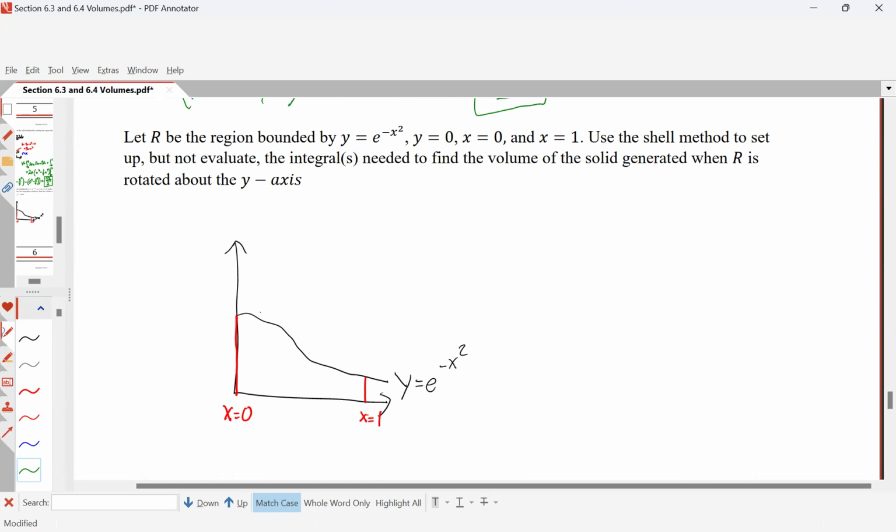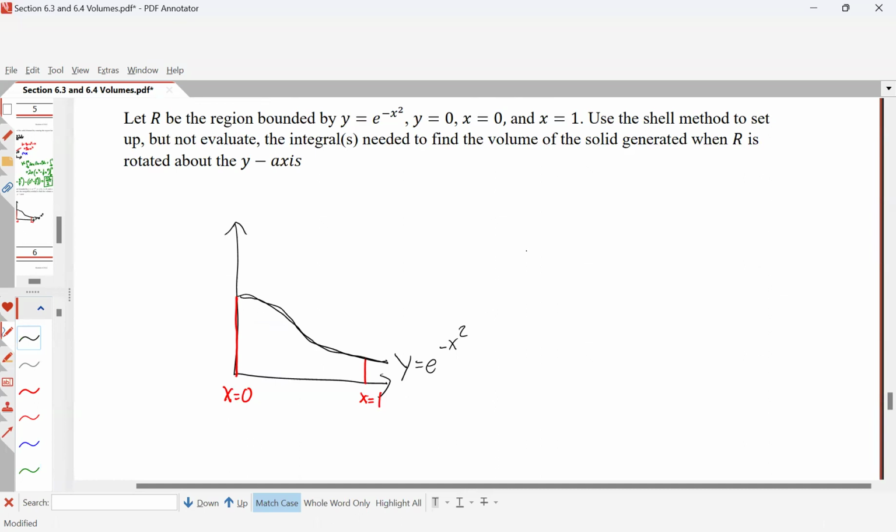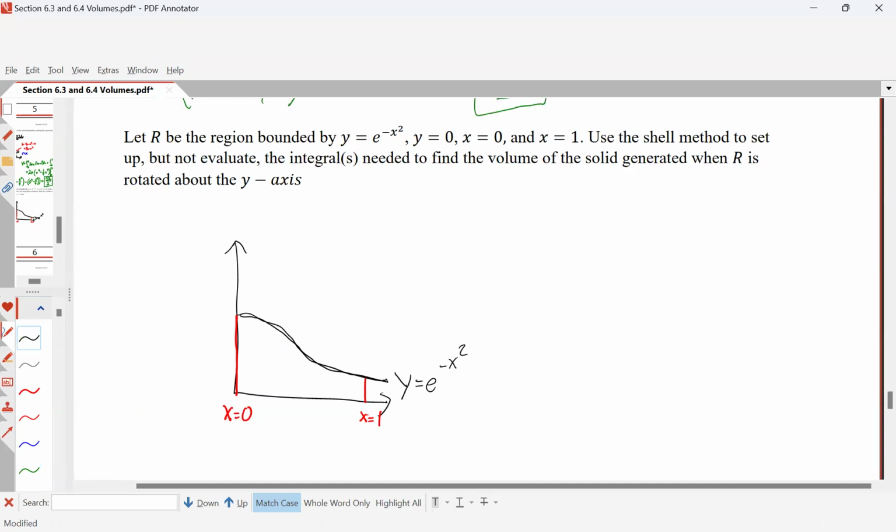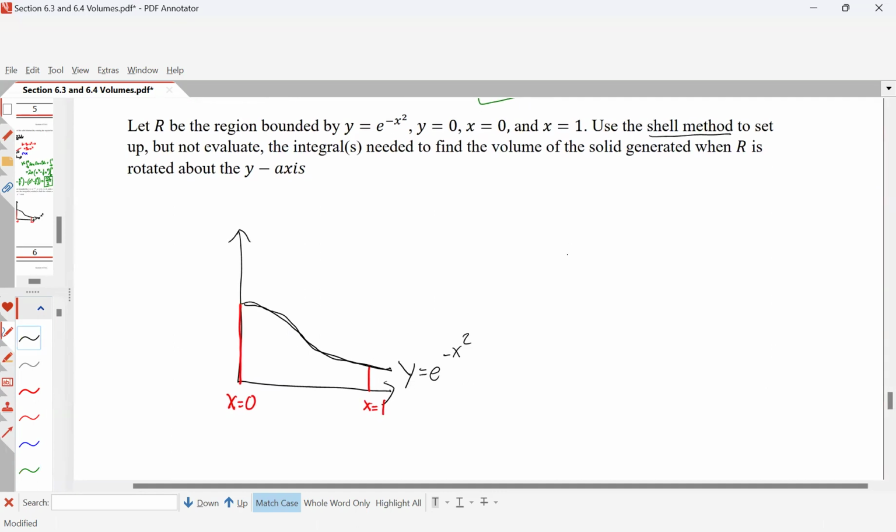So in this first example, we have R, the region bounded by the graph y equals e to the negative x squared. Here's a really rough picture of what that graph may look like. It's much smoother than that. And we are between y equals 0, the x-axis, x equals 0, and x equals 1. We're using the shell method to set up but not evaluate the integrals, meaning when we're going around the y-axis with the shell method, we want to slice parallel.